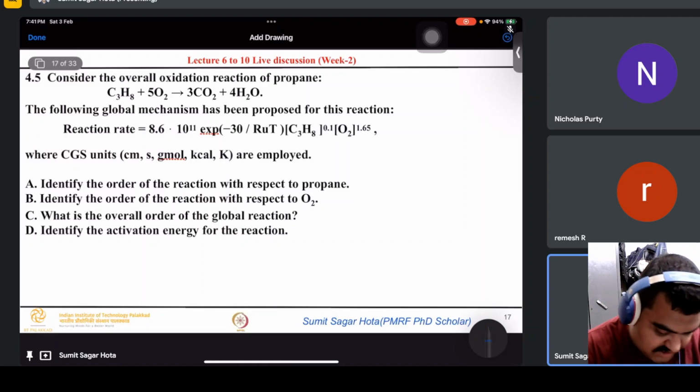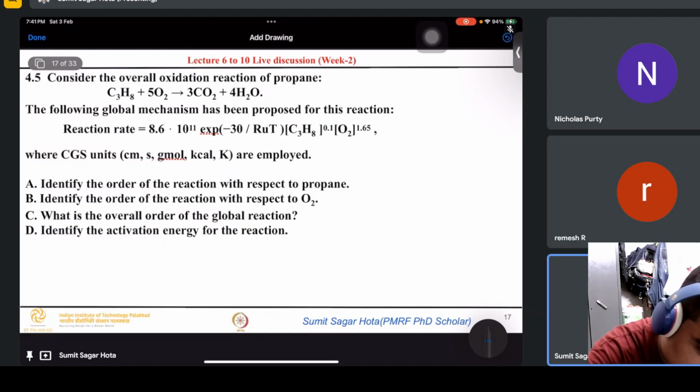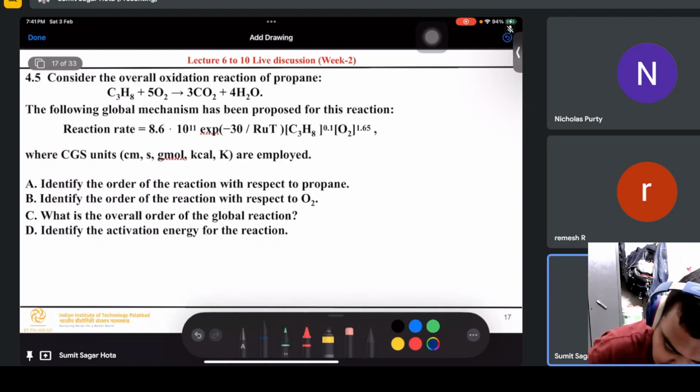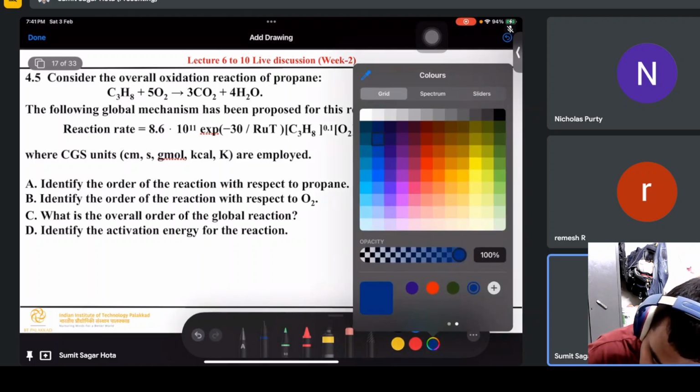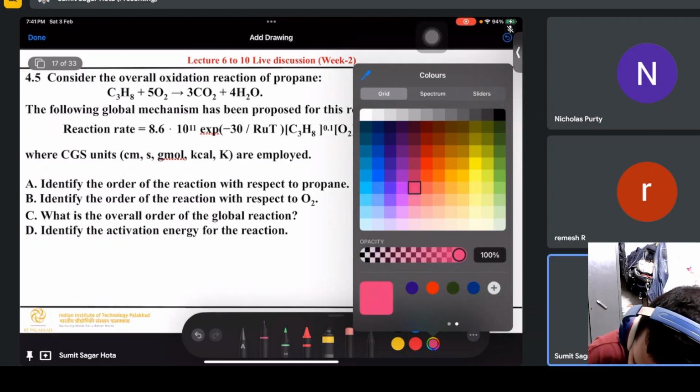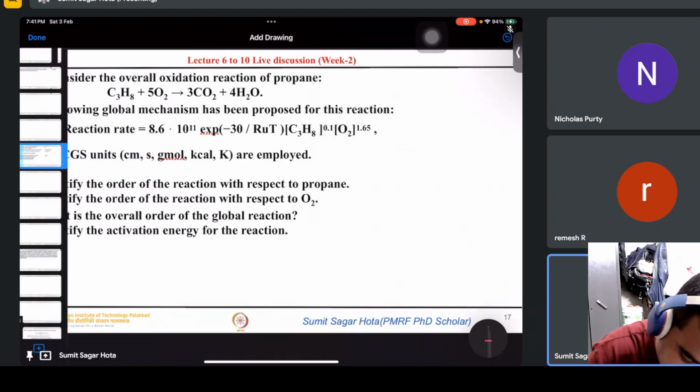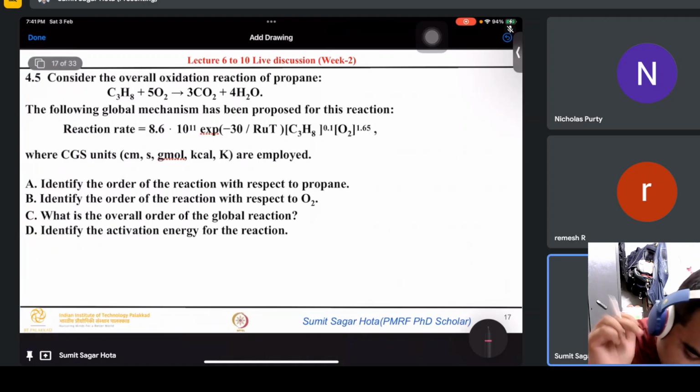Go through the full question, it's that kind of question. Consider the overall rates. Identify the order of reaction of the global reaction.